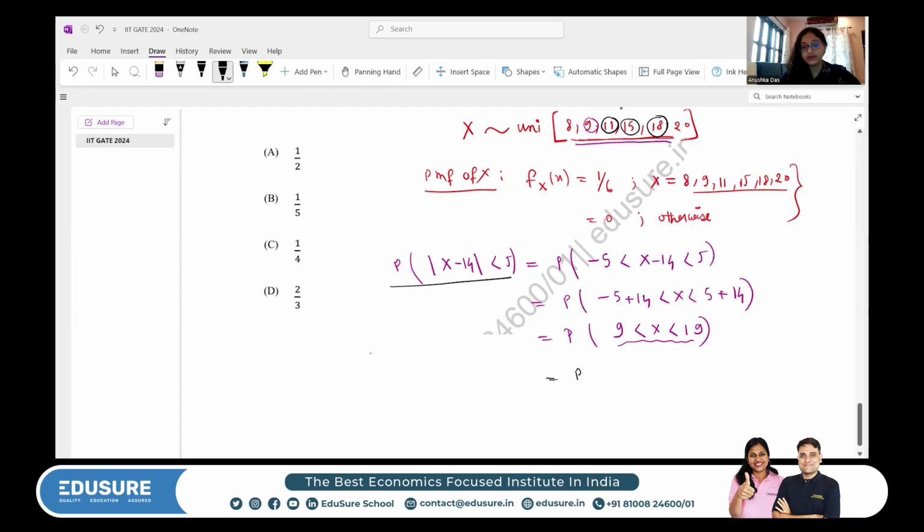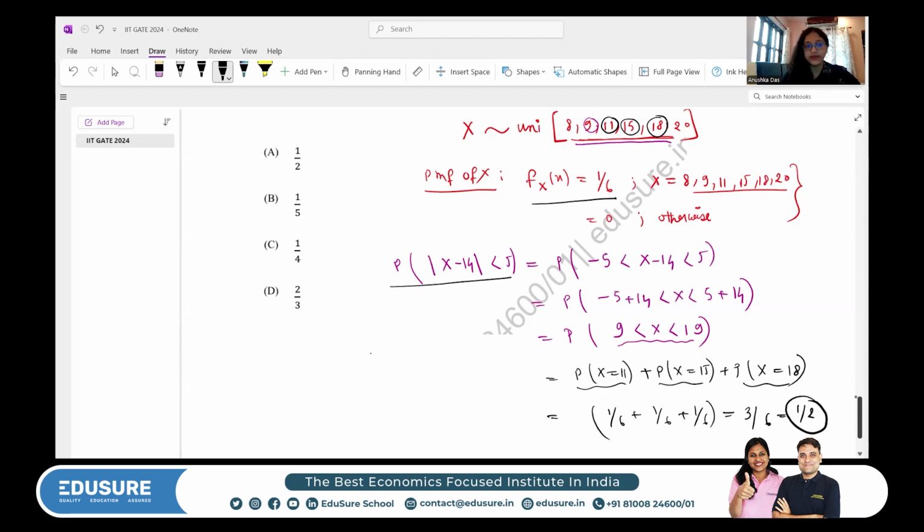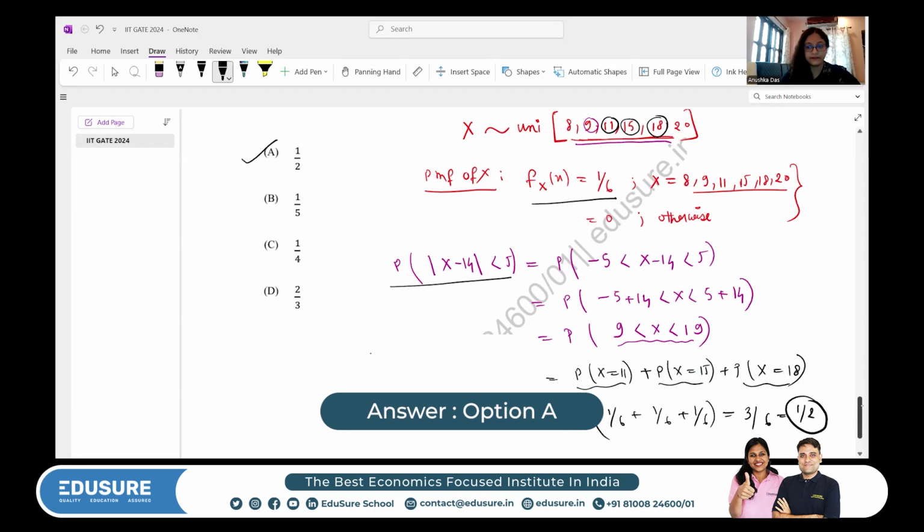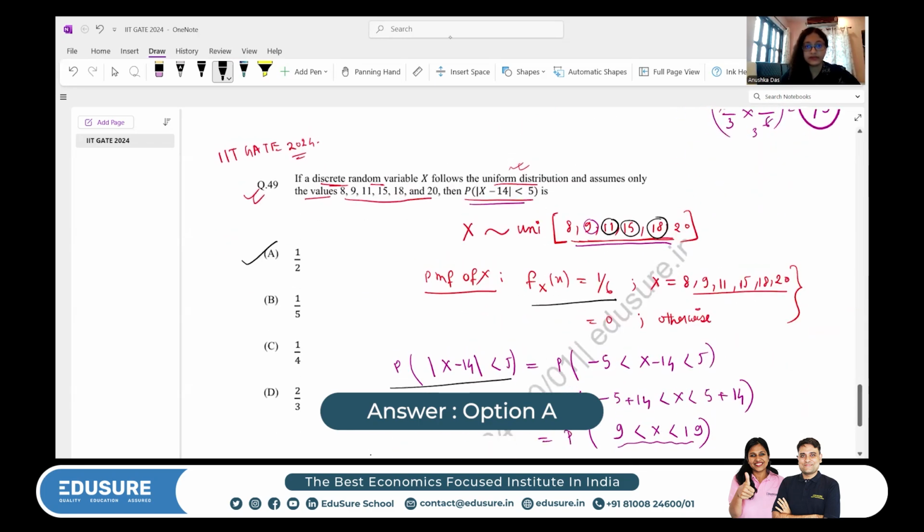So this probability will be equal to probability x equals 11 plus probability x equals 15 plus probability x equals 18. Now we have just written from the probability mass function that for all these values, the probability mass is 1 by 6. So for this, it will be 1 by 6. For this, it will be 1 by 6. And for this also, it will be 1 by 6. So it is 3 by 6, which is half. And that will be your answer. Answer is A. And yeah, that's it for this question.